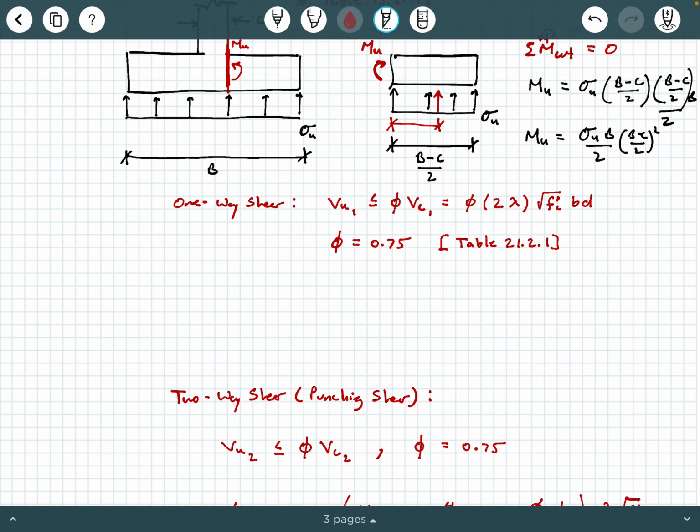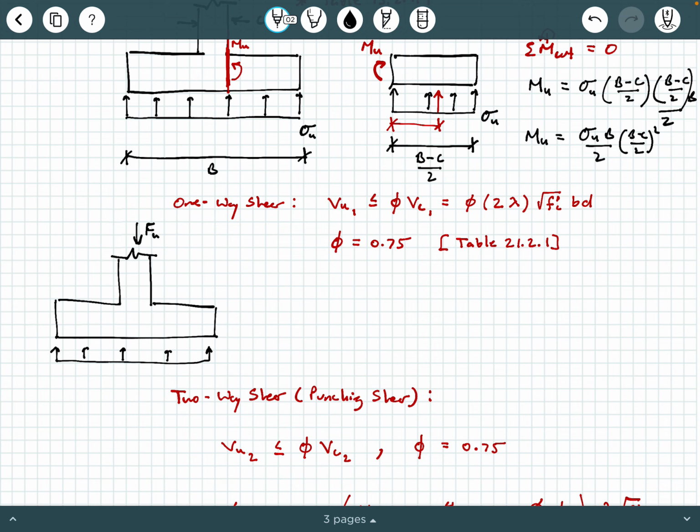All right, now where is this Vu1 here? Let's go ahead and draw this again. I'm going to draw my column again with the footing. And there's that factored column load, F sub U, or P sub U, whatever you want to call it. And here is our bearing pressure. Same diagram as before, same diagram as we saw up here.